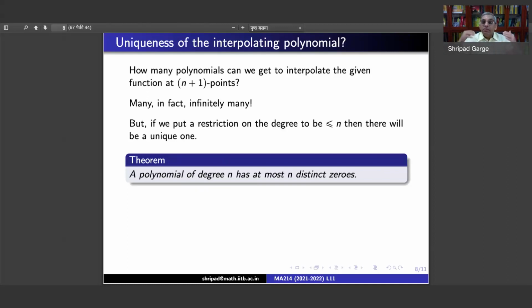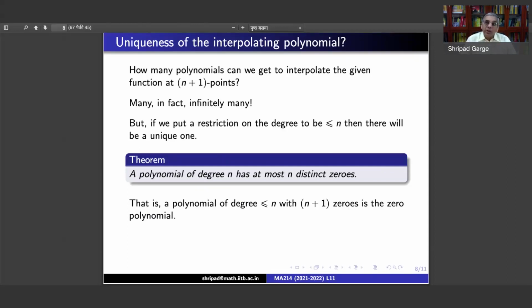So whenever you have a polynomial whose degree is n, that means the coefficient of x to the power n is non-zero, then you have at most n distinct roots, at most n distinct zeros. Now you are given another polynomial which is of degree at most n, and if it has n plus 1 zeros, then such a polynomial has to be the zero polynomial. So a polynomial of degree less than or equal to n with n plus 1 zeros should be the zero polynomial.